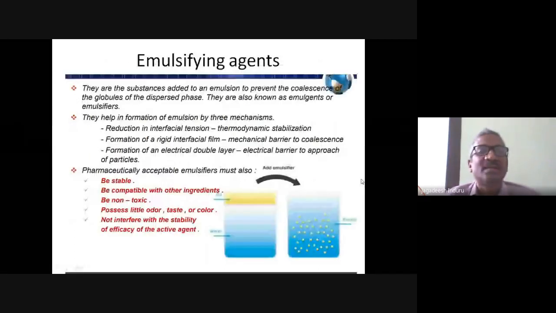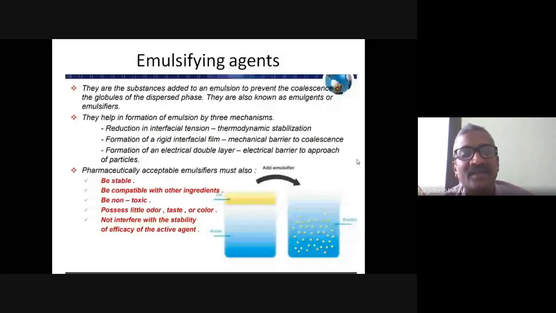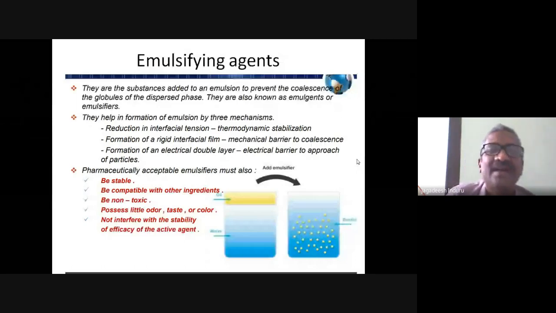So these emulsifying agents should have ideal characteristics. One is that it should be stable. The emulsifying agent should be compatible with the other ingredients present in the emulsion, and it needs to be non-toxic. It should possess little or no odor, color or taste. It should not interfere with the stability and efficacy of the active ingredient. That is actually the ideal characteristics of the emulsifying agent.